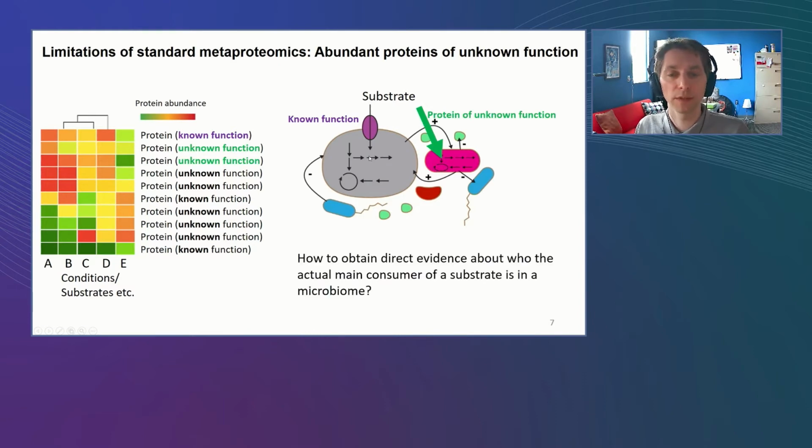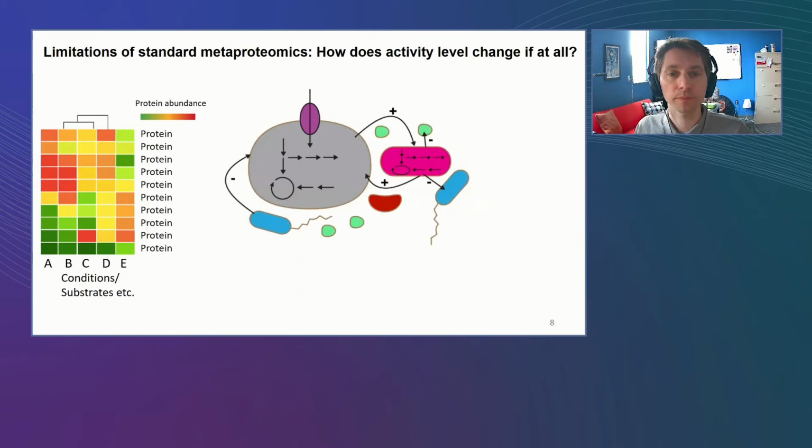So the question really is here, how can we obtain direct evidence about who the actual main consumers of a substrate are in a microbiome? The second limitation is that protein abundance changes often can indicate activity changes, but it does not always have to be true that abundant proteins indicate high activity, even though oftentimes we can infer it.